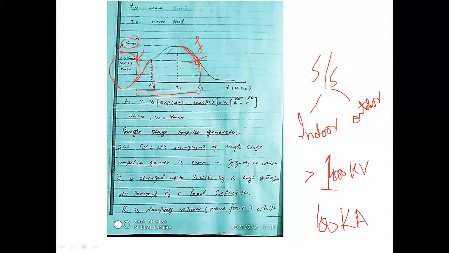This pattern shows the steepness, how steep this wave is, which may exceed 100 kV per microsecond. So the flow of 100 kiloamperes in microseconds is a huge amount of current flowing through a circuit. This is a huge impulse, and the voltage level may simply be calculated by the current multiplied by the effective surge impedance of the line.